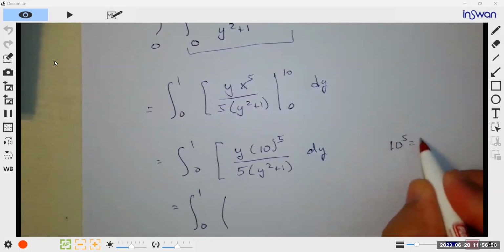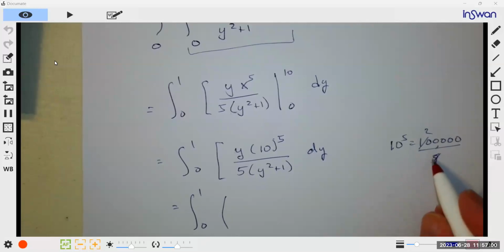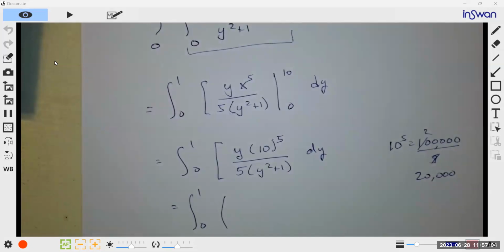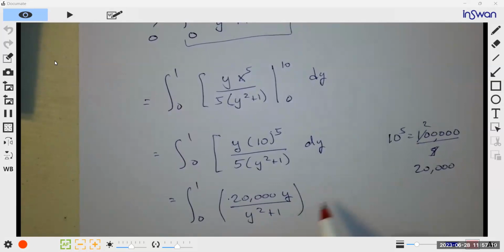10 to the 5th is 1 with 5 zeros behind it. So that divided by 5 is 20,000. So it's 20,000 y over y squared plus 1.